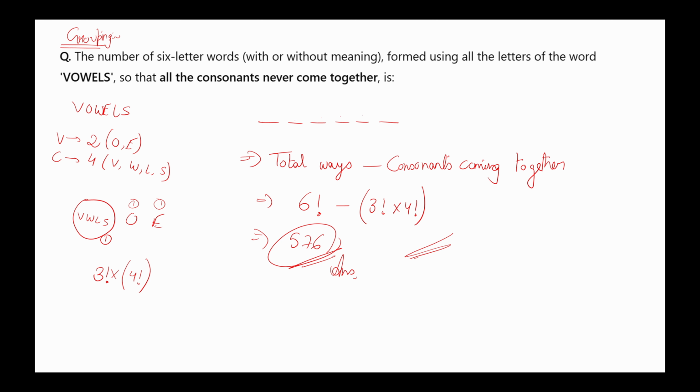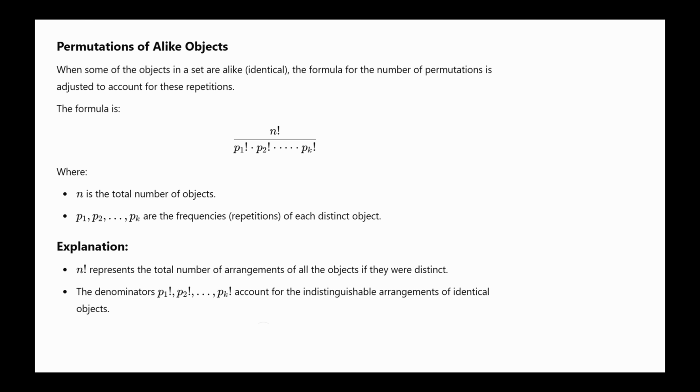Now let us look at permutations of alike objects. Let's say, as I was saying, the number of ways of arranging any n objects would be n factorial simply. Now what if out of those n objects, a few of them are similar? Then what would be my formula for arranging them? It would become n factorial divided by p1 factorial into p2 factorial into up till pk factorial. Now p is the number of objects that are the same.